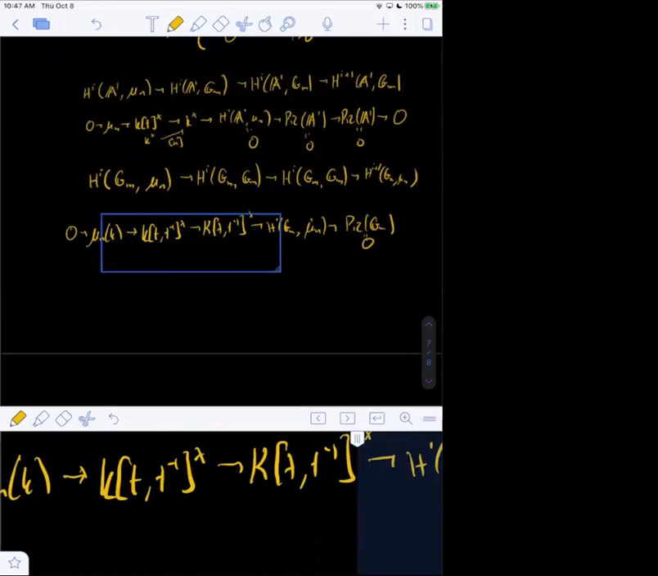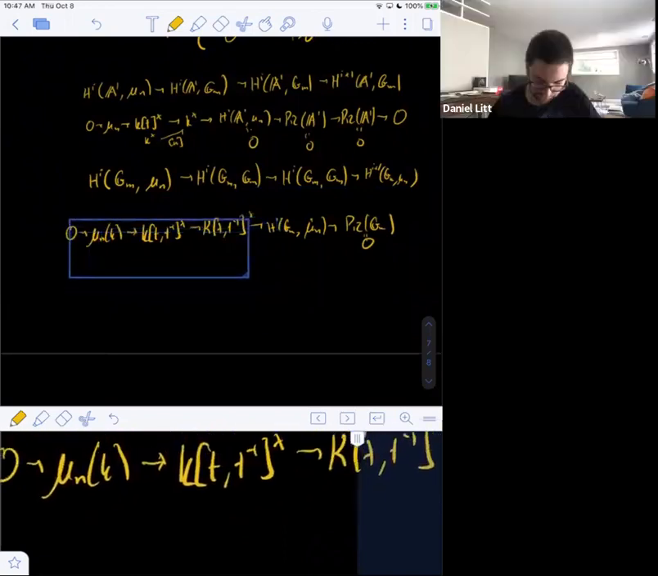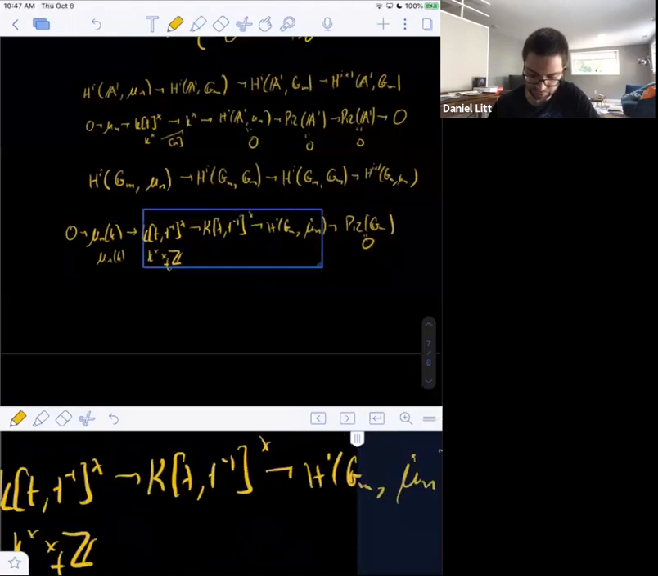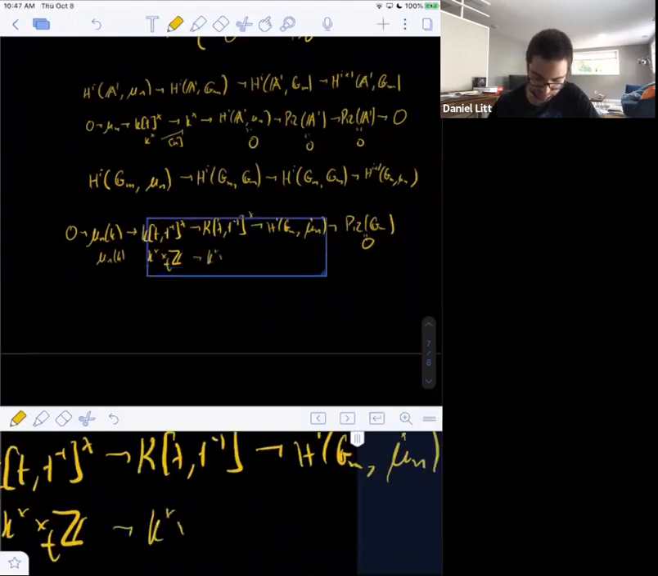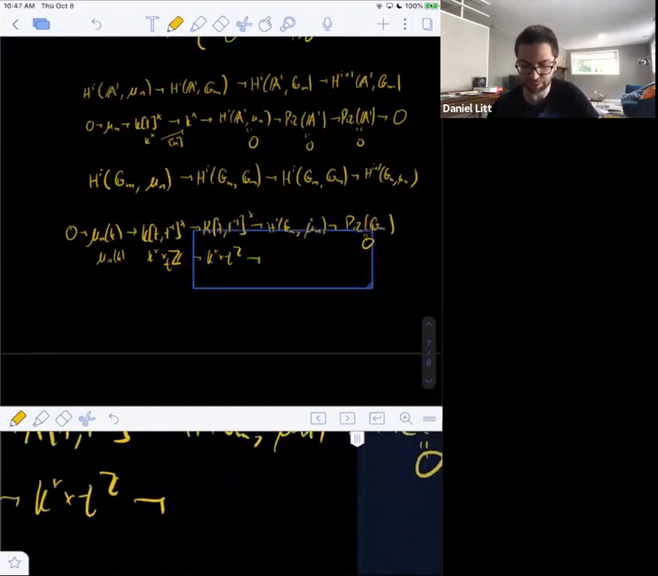All right, so what are the units in k[t, t inverse]? Generated by k star and t. Yeah, so here we get mu_n of k. Here we get k cross times Z, or times t to the Z, if you'd like. So what's the cokernel of taking nth powers from k cross times t to the Z to itself? Well, that's surjective on k cross because k is algebraically closed, so you just get a Z mod nZ here.